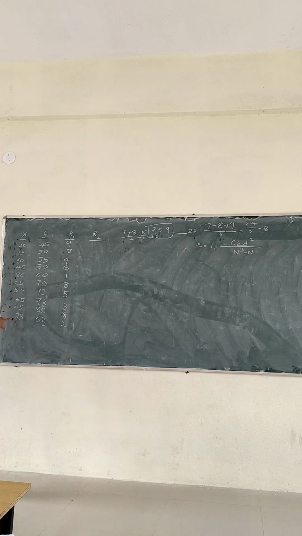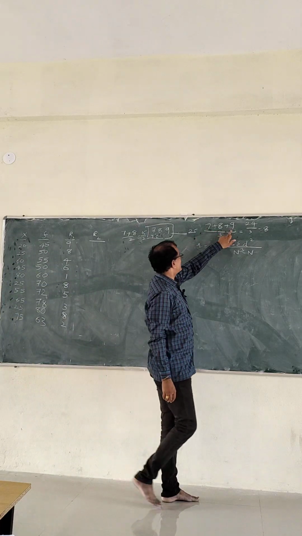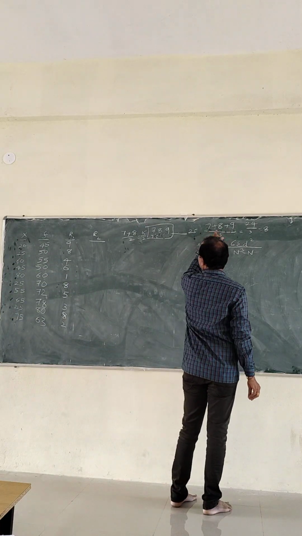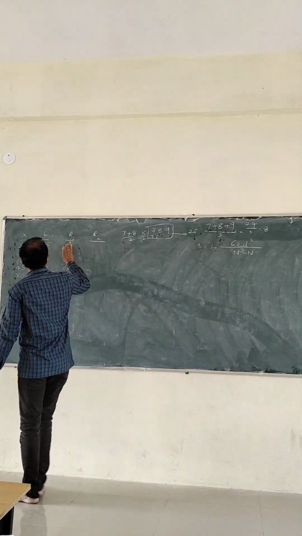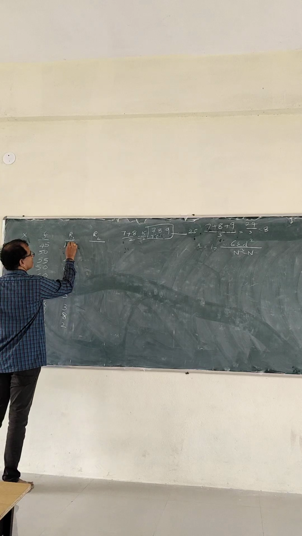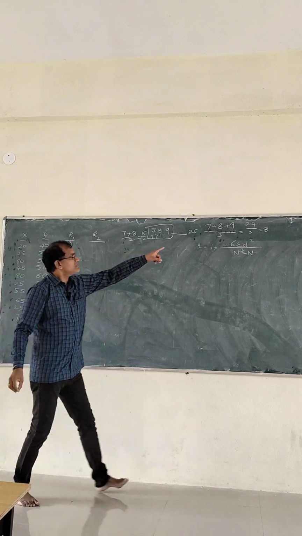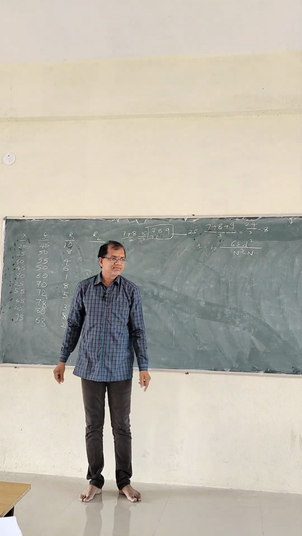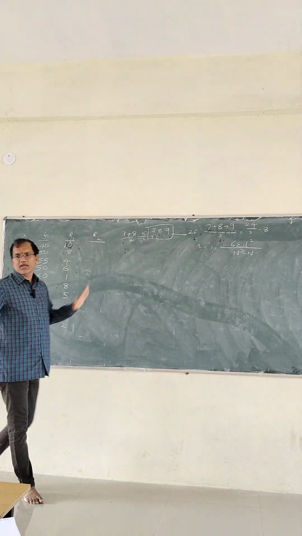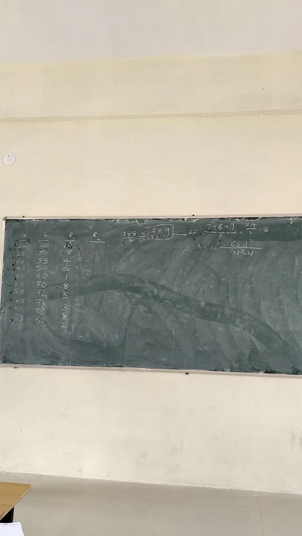There is a mistake here. What is that mistake? I made a mistake. See, the 7th, 8th and 9th, 3 ranks are over now. What is the next rank? The 10th rank, not the 9th. So for this number you have to allot the 10th rank, not the 9th. Okay, so this is over.